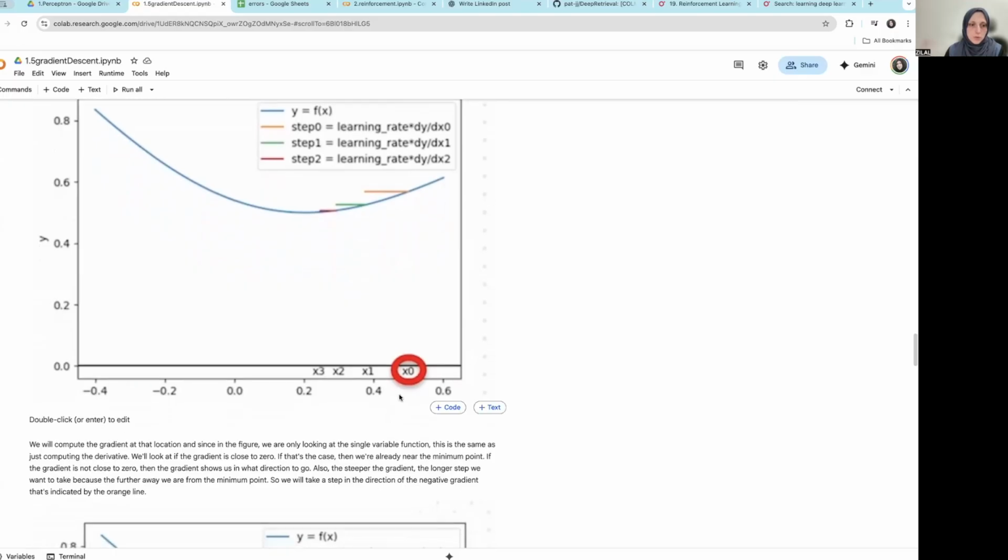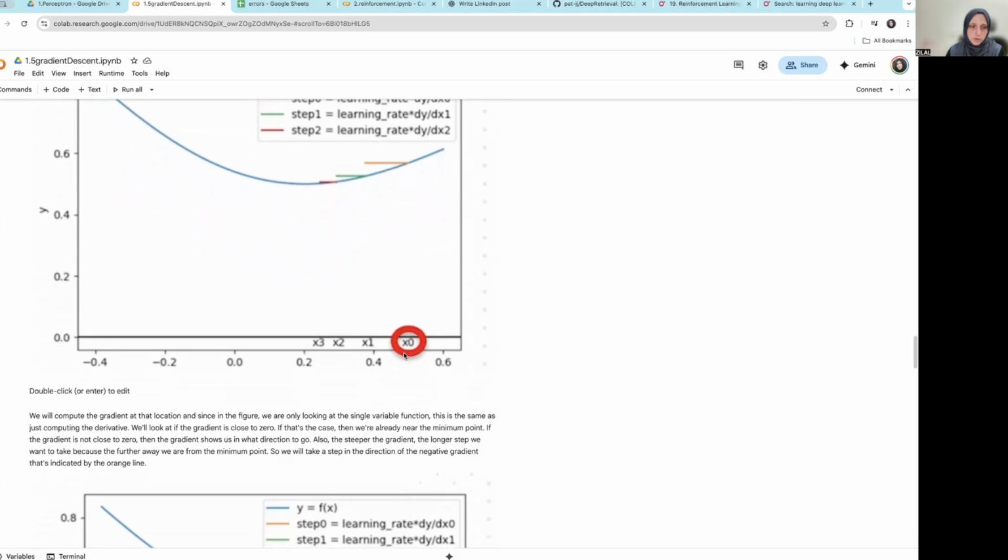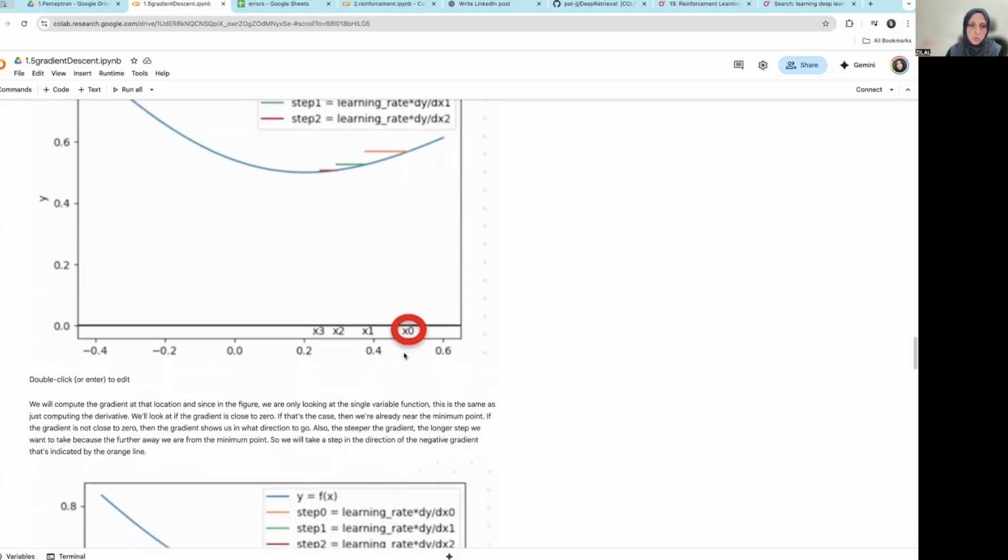We start randomly. We will compute the gradient at this location, and since, as you can see in this figure, we are only looking at a single variable function, this is the same as just computing the derivative. We will look at whether the gradient is close to 0. If that's the case, then we are already near the minimum point. If the gradient is not close to 0, then the gradient shows us in what direction to go, right or left, here or here on the curve.